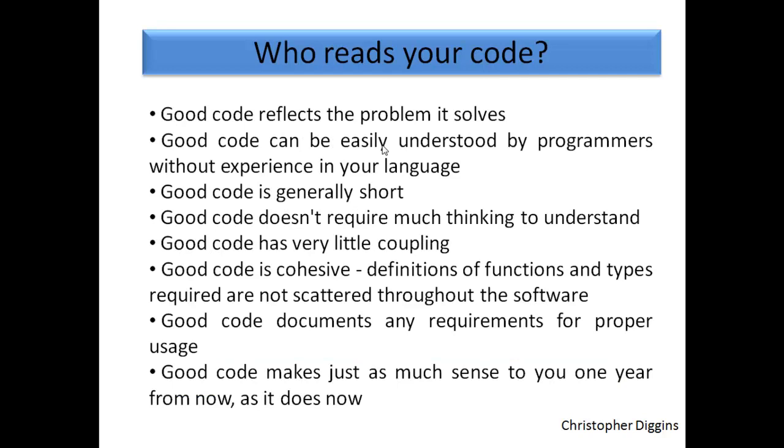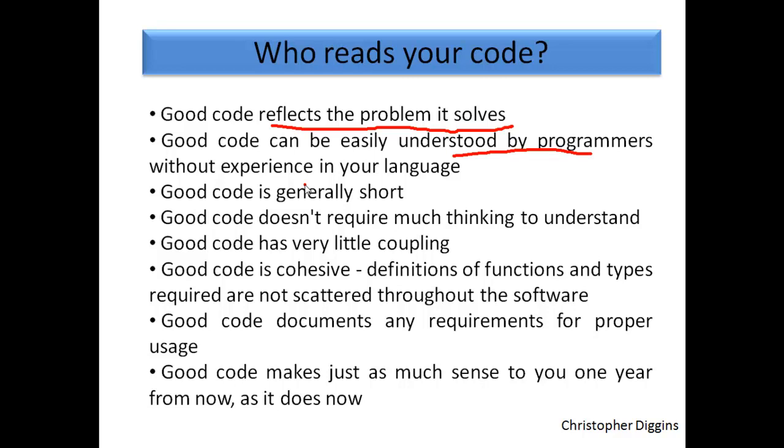From Christopher Dickens' point of view, this is what good code means. A good code reflects the problem it solves. For whatever problem you are writing, it should solve it. That is the basic criterion. Obviously everyone will do it. It should be easily understood by programmers without experience in your language, meaning the flow should automatically represent the algorithm.